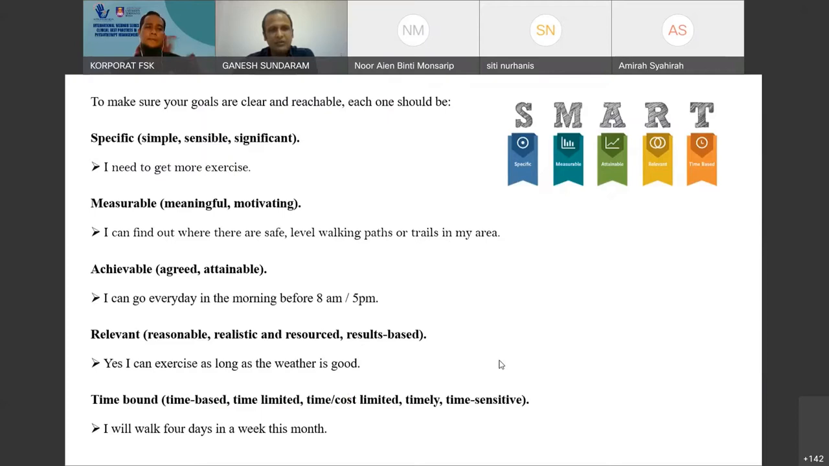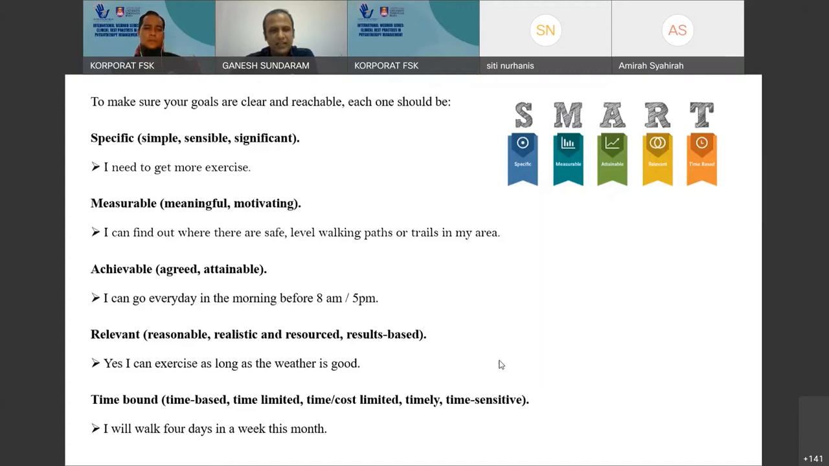Achievable, I want to do the exercise in the morning at 8 a.m. or 5 p.m. Yes, that's possible for the patient. It is up to you whether you want to do exercise at 8 a.m. or at 5 p.m. Relevant, yes, I can exercise as long as the weather is good. It is understood. If the weather is good, my patient is going to do it. If the weather is not good, maybe he skips exercise for a day.